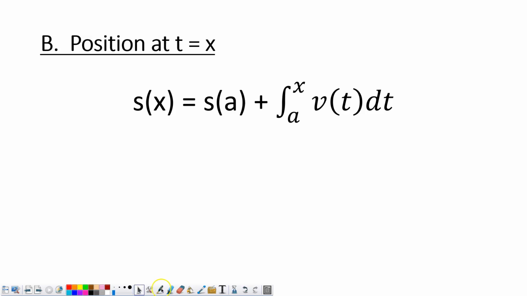This should look a little familiar to you guys, no? Okay. This is what we've been working on for the past few days. But we're talking about it in a different context now. What does this represent?